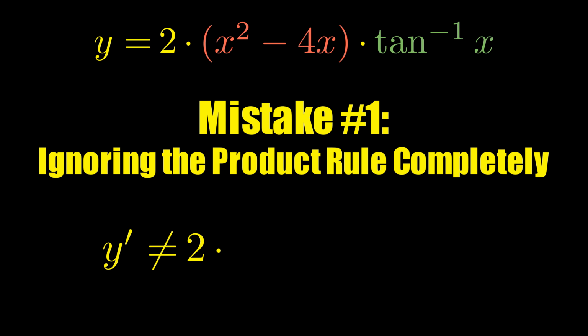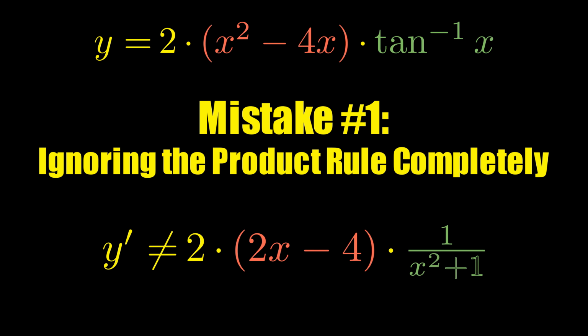Students will be so excited to announce to the world their knowledge of the derivative of x squared minus 4x being 2x minus 4 using the power rule, and the derivative of inverse tan being 1 over x squared plus 1, that they will completely forget the existence of the product rule, but like you, nobody likes to be forgotten.